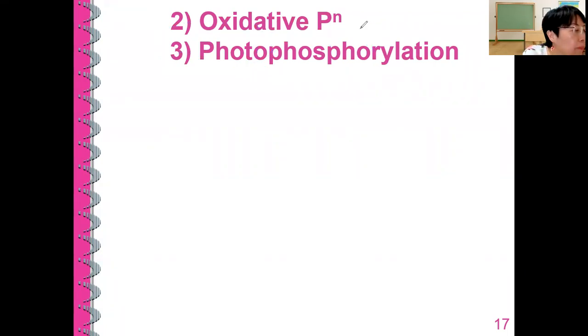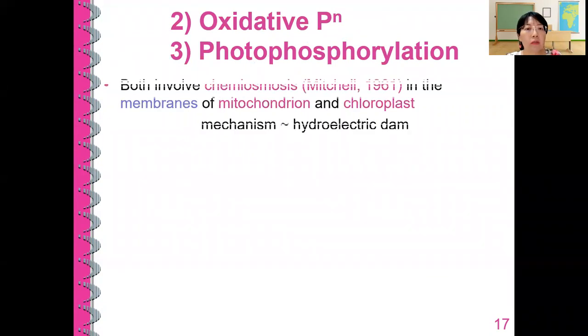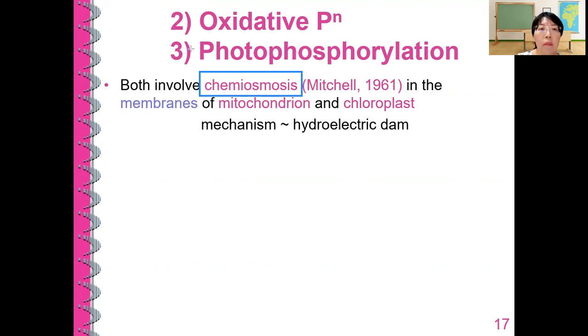Now, detailed explanation. Let's look at the detailed explanation. What is the detailed explanation? It's very easy. Now, these two processes both involve chemiosmosis. Chemiosmosis is also a process, and I'll explain this one later on. So both of these processes or reactions involve chemiosmosis, which occurs in the membrane of the mitochondrion as well as the chloroplast. So this one occurs in the mitochondrion and this one occurs in the chloroplast.